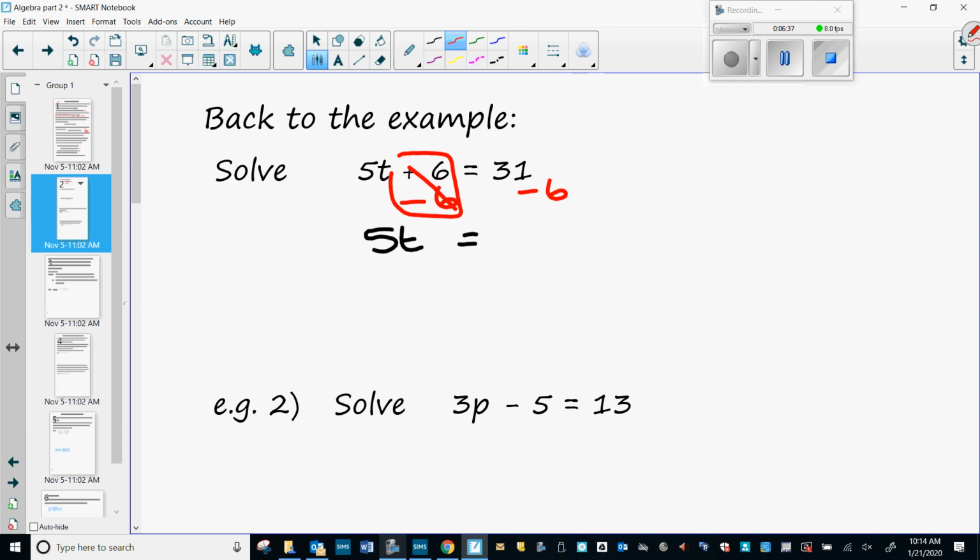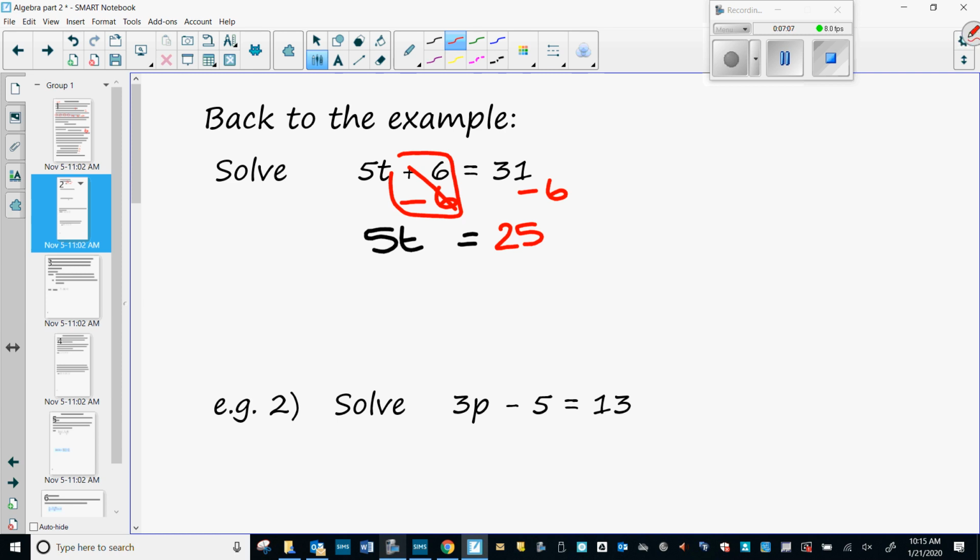And I can now actually work out the value of 31 take away 6. What's 31 subtract 6? 25. Okay, so my 5t was already there. My plus 6 got cancelled out with my minus 6, so that disappeared. And I actually worked out the value of 31 take away 6. I've now got just one thing going on. I've got multiplying going on.